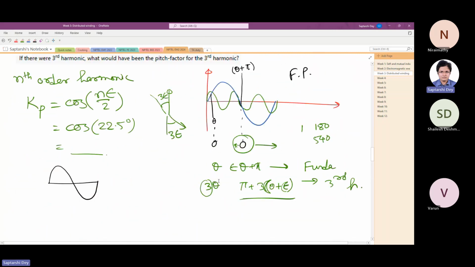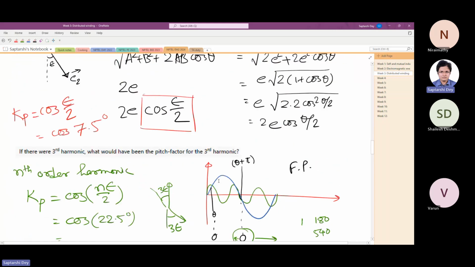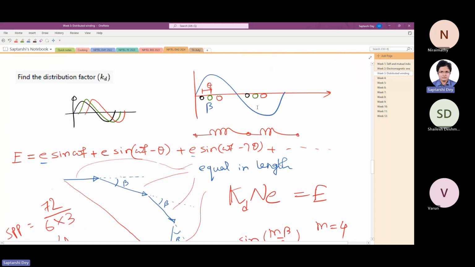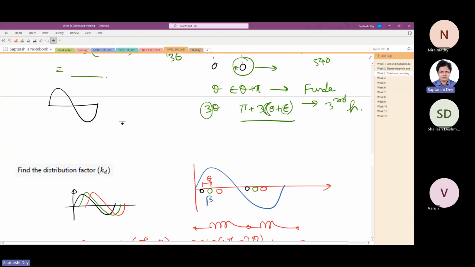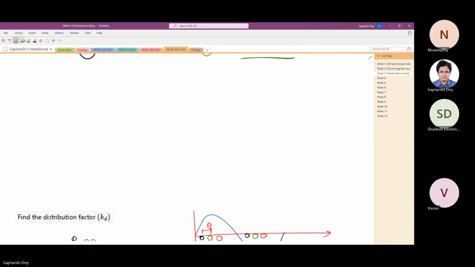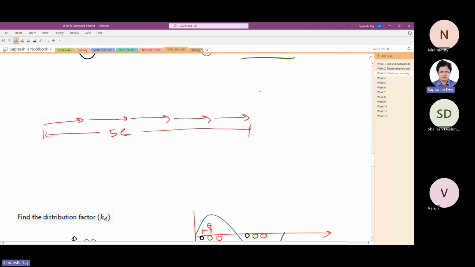KD KP multiplication you must have understood. If not, ask me. Not difficult, just how much is the deviation. You cannot put all the coils in the same slot. So if you could put all the coils in the same slot, then the vectors would look like this. And what you get is as many, say I have written 1 2 3 4 5, so it becomes 5 times E. 5 times E total. But we cannot. So it becomes something like this. Definitely this is smaller than 5 times E. That is why KD is always less than 1. So this is something like KD times 5 times E. Definitely KD has to be less than 1. Why? Because we cannot put all the coils in the same slot.